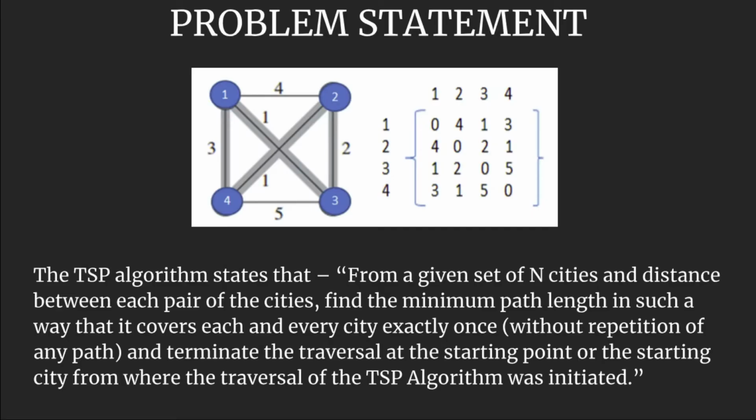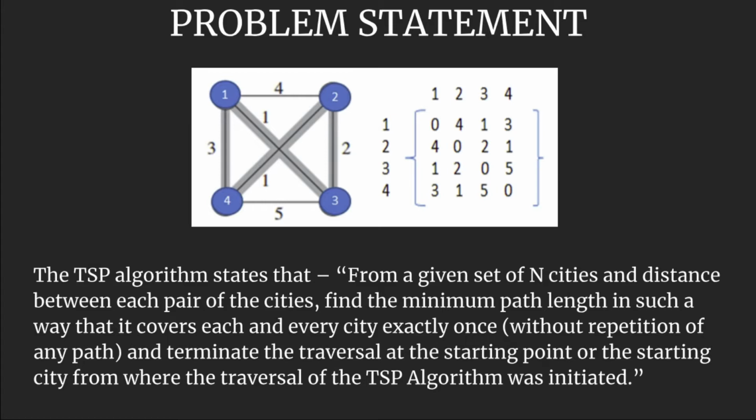It says that from a given set of n cities and the distance between each pair of these cities, find the minimum path length in such a way that it covers each and every city exactly once without repetition of any path, and terminates the traversal at the starting city from where the traveling salesman algorithm was initiated.